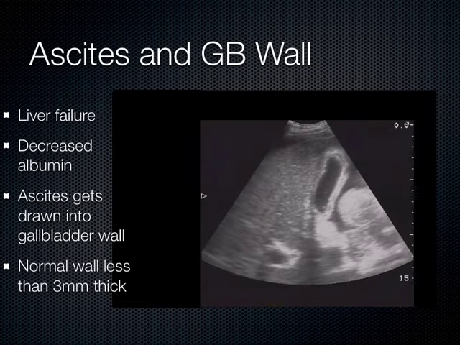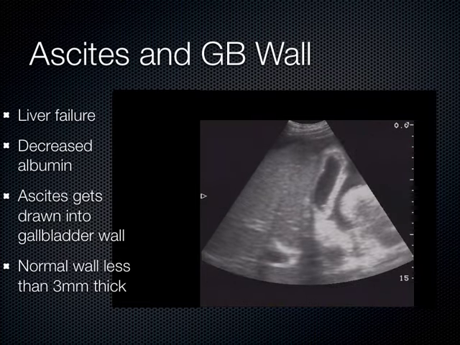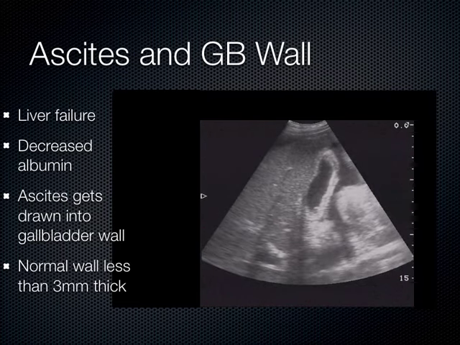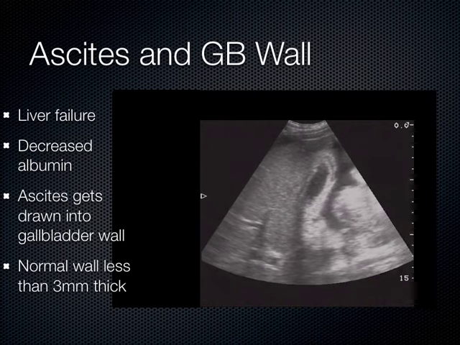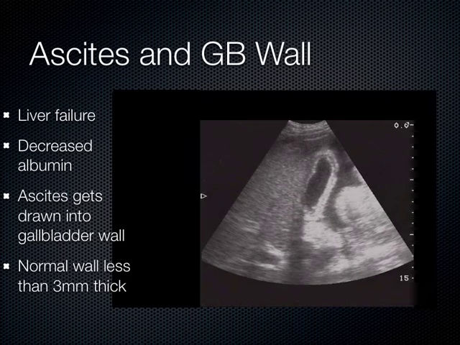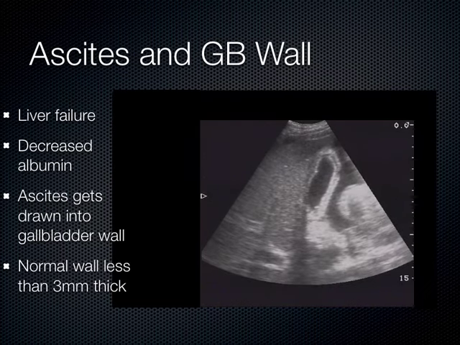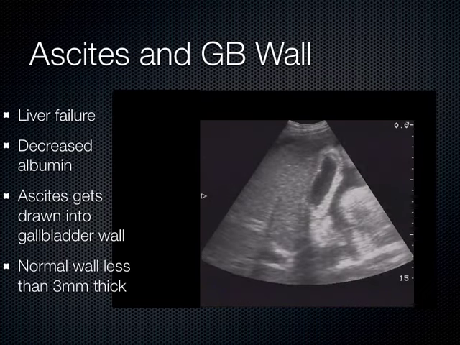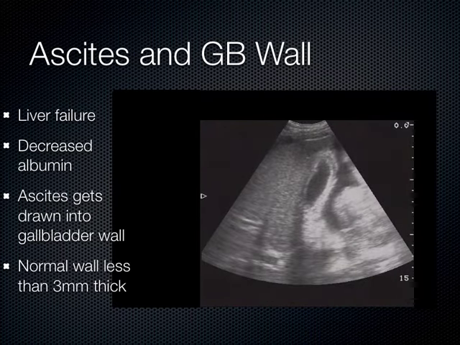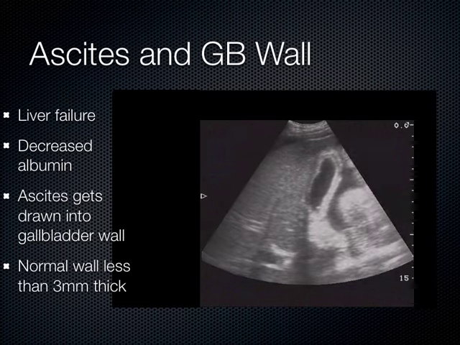What happens when a patient has ascites is that the fluid gets into the wall of the gallbladder. So you know why people have ascites, right? The liver starts to fail and it doesn't make the proteins anymore, so it can't keep the fluid inside the vessels, and it extravasates into the third space, which in this case is the peritoneal lining, and the fluid then absorbs into the gallbladder wall, causing the gallbladder wall to be thickened.